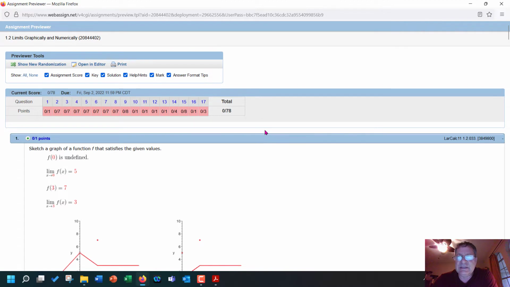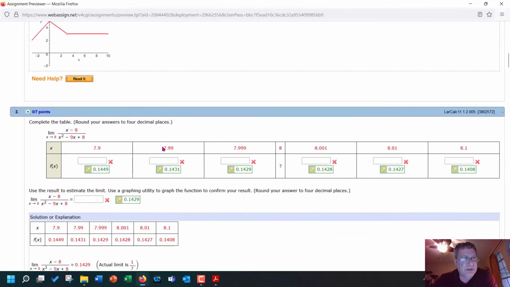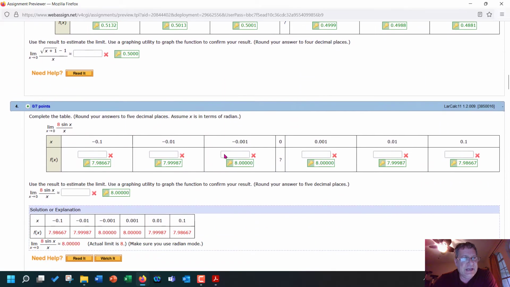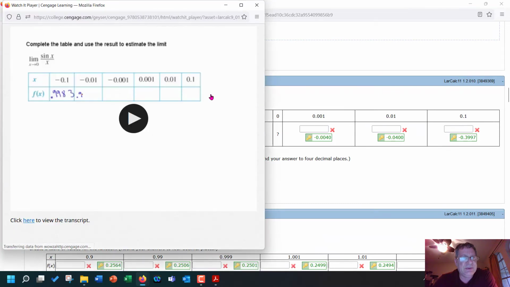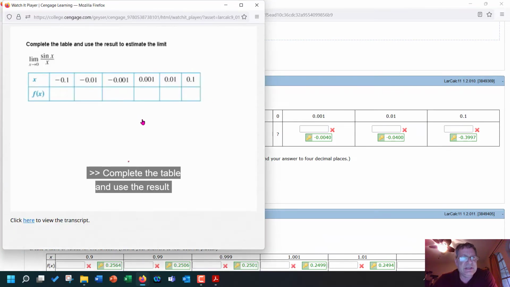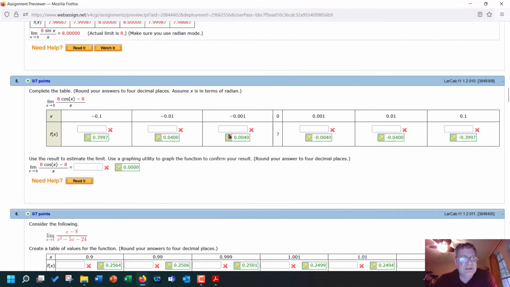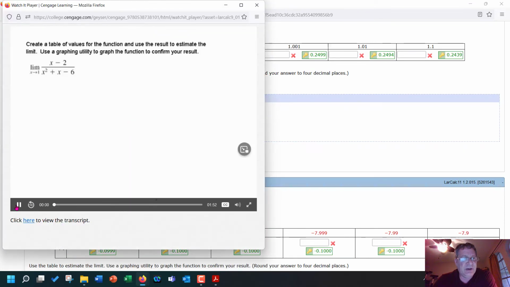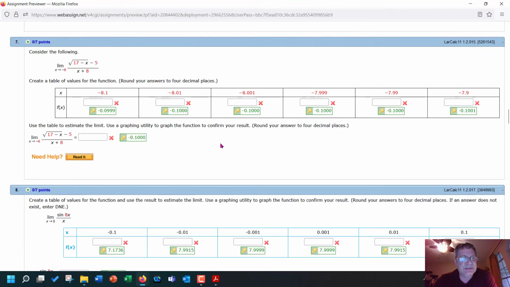Mine is a little weird because this is actually my assignment view, so it's actually looking at the scores. So your assignment is going to be one question after the other. You can see how it's set up and go from one example. You even have a video here, for example. There's a little video to watch. Complete the table and use the result to estimate the limit. So you have that available in your assignment. There are some little Read Its and some Watch Its. The Watch Its kind of explain what's going on, like create a table of values. They're very brief, kind of to the point, so you can get some stuff going.